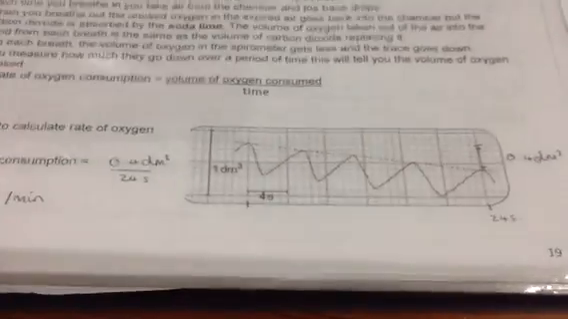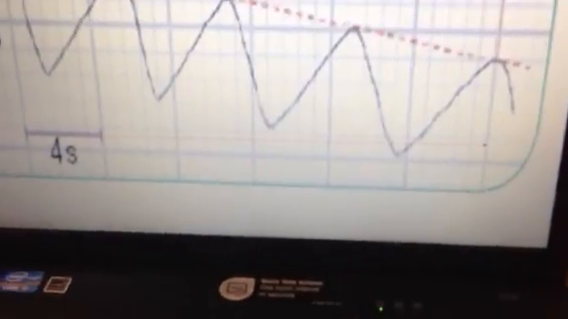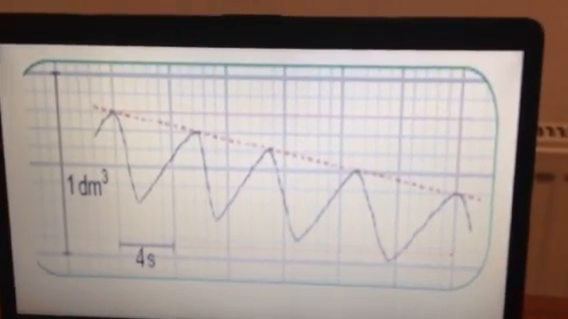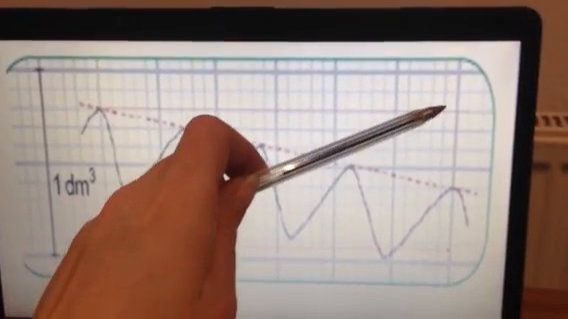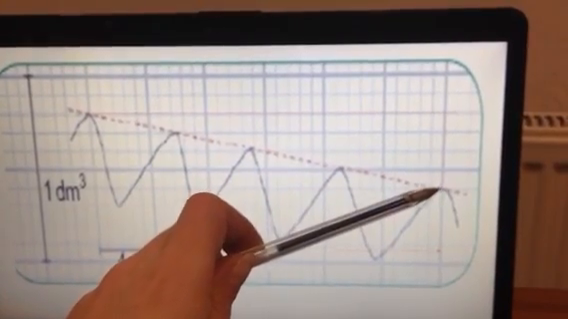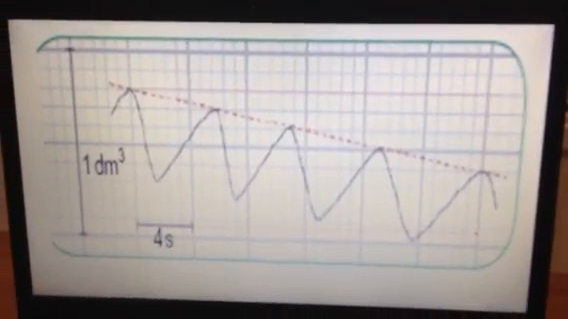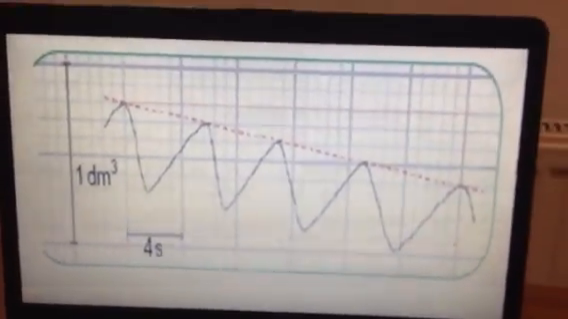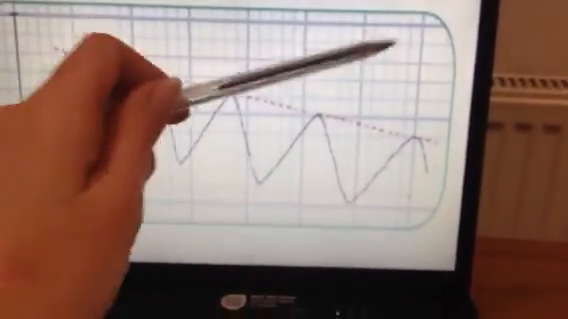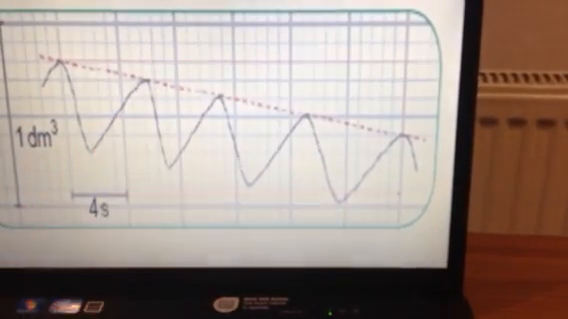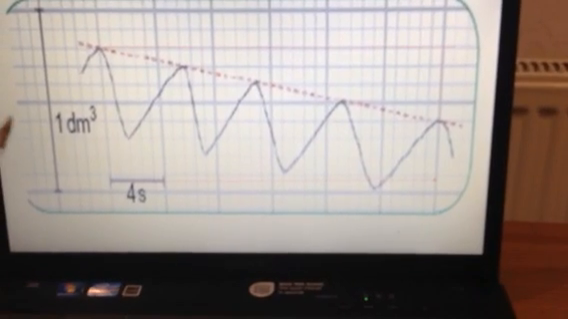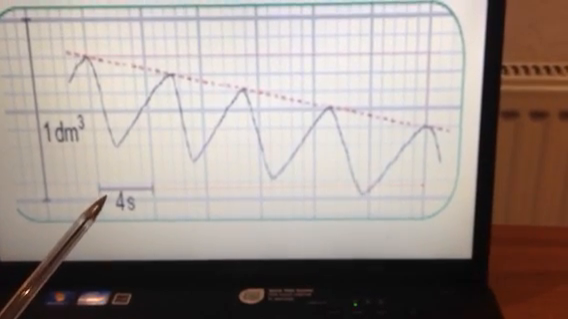The last thing is oxygen consumption. If I show it to you on here, with oxygen consumption, the trace goes down. All you have to do is work out by how much. So if you count the number of squares here, and you work out the value of each square, which is 1 decimeter cubed for 10 squares, so each square is 0.1 decimeters cubed, you can quickly work out that that is 0.4 decimeters cubed.